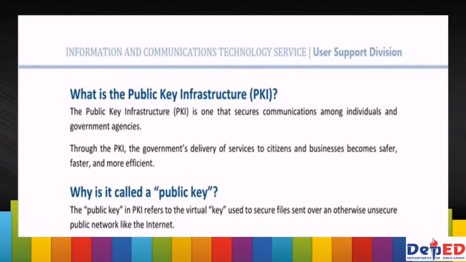What is the Public Key Infrastructure, or PKI? The Public Key Infrastructure, or PKI, is the one that secures communications among individuals and government agencies. Through the PKI, the government delivery of services to citizens and businesses becomes safer, faster, and more efficient. What is called a public key? The public key in PKI refers to the virtual key used to secure files sent over an otherwise unsecure public network like the Internet.